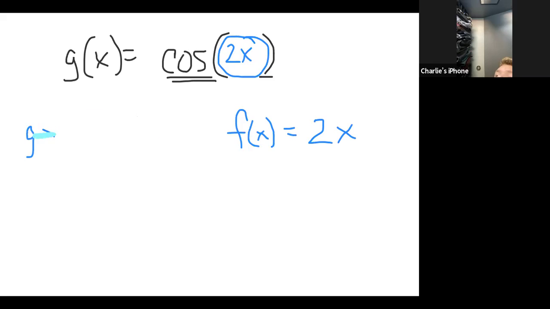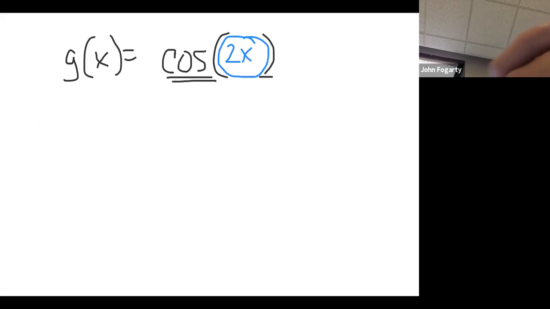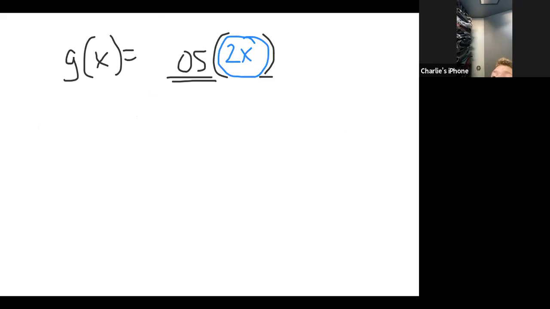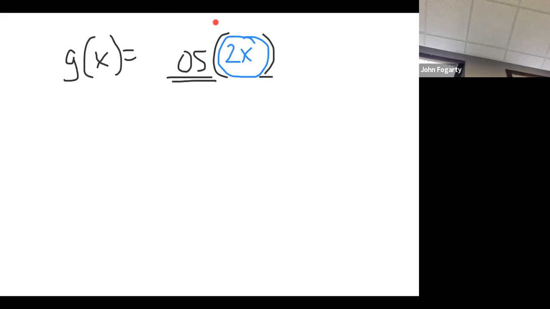So what you do in this case, it says g of x is this whole thing. G of x is the whole thing. So all I'm going to do is find g of f of x, g prime.